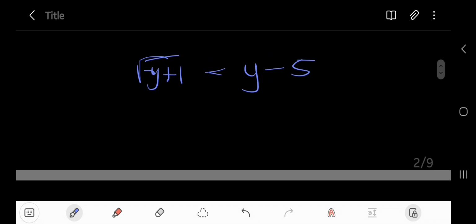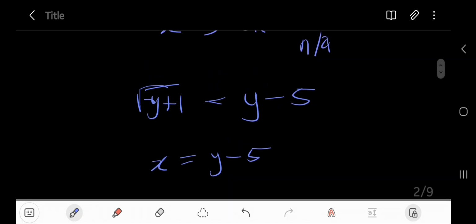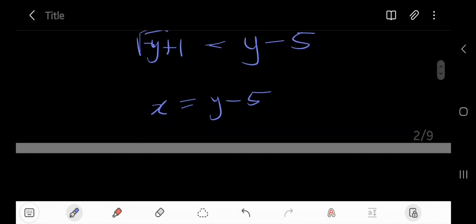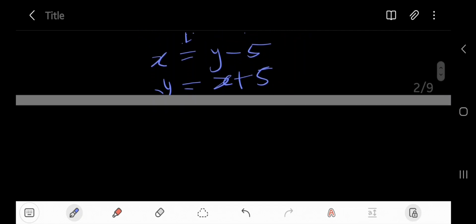So it's quite safe to say that x is equal to y minus 5, because it's on the right hand side of the equal sign, which means that y is therefore equal to x plus 5, because I just took this to the other side. And that's what we have there.